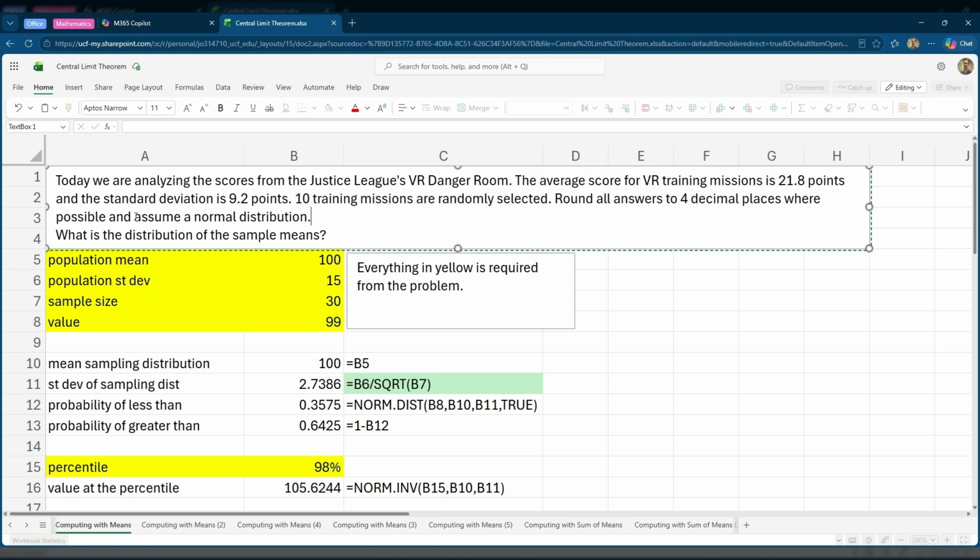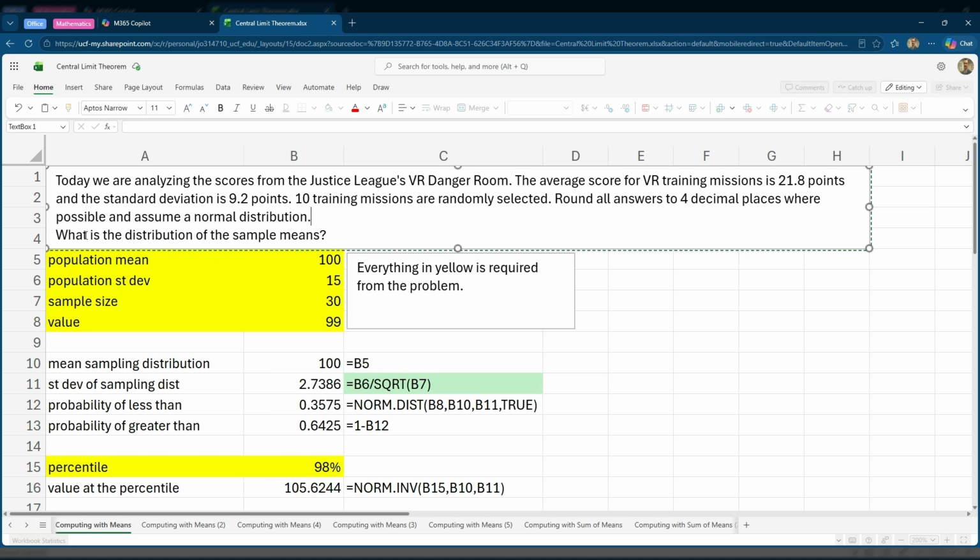The other thing that's really important for these types of problems is you have to be able to assume a normal distribution, either because it's stated like it is right here, or the sample size is large enough, which this is not. 10 is not large enough to assume a normal distribution. So that's why that's there. Okay, so that is my hint here at the beginning that will save you a lot of frustration.